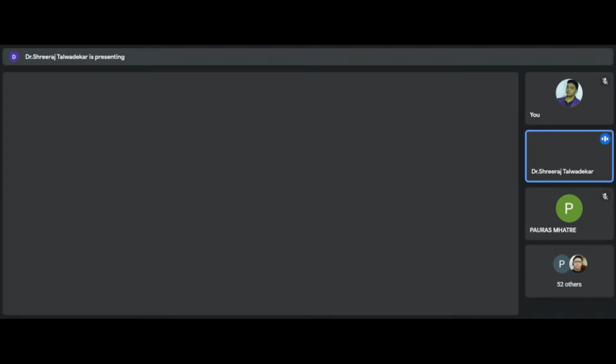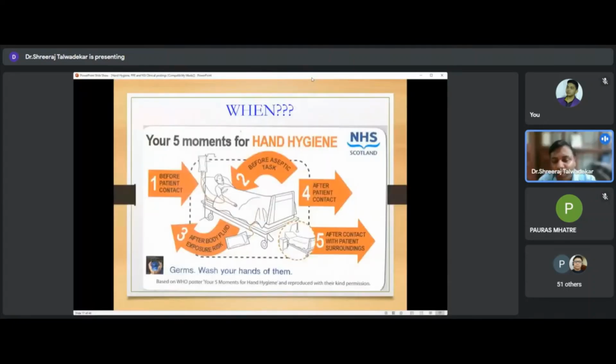You have to do it for at least 45 seconds for it to be an effective hand wash. So this was how to perform hand hygiene. That is the technique of hand hygiene.